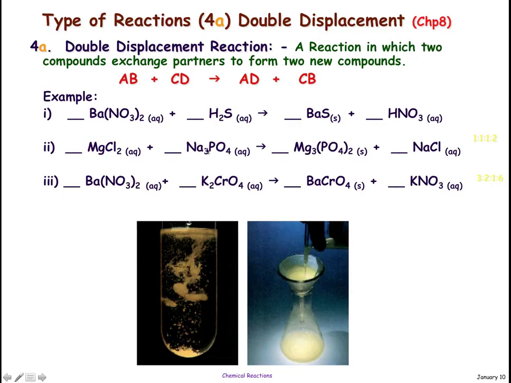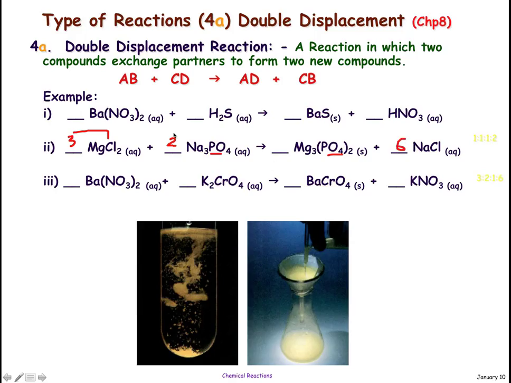I have 3 magnesium here. I would need 3 right here. I've got 1 phosphate here, but I've got 2 phosphates here. I would put 2 right there. You'll see that I've got 6 chlorides. Put a 6 right here.